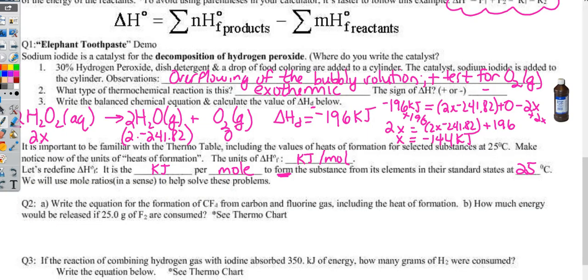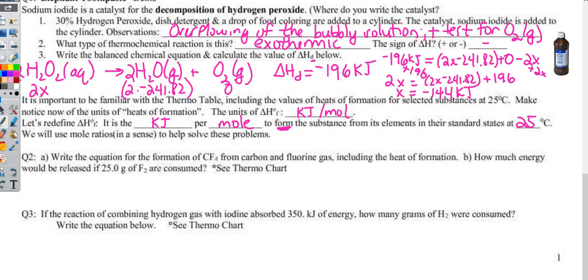Okay? All right, and so now we're on question 2. It says, write the equation for the formation of CF4 from carbon and fluorine gas. Really important that you read this correctly. It's not saying the decomposition, it's saying the formation of CF4. Okay, so I know that it takes carbon in order to form that, but I want it from its elements. So I need to make sure that I check on the thermo chart that it's carbon in its natural state, where it has a value of 0 kilojoules per mole.